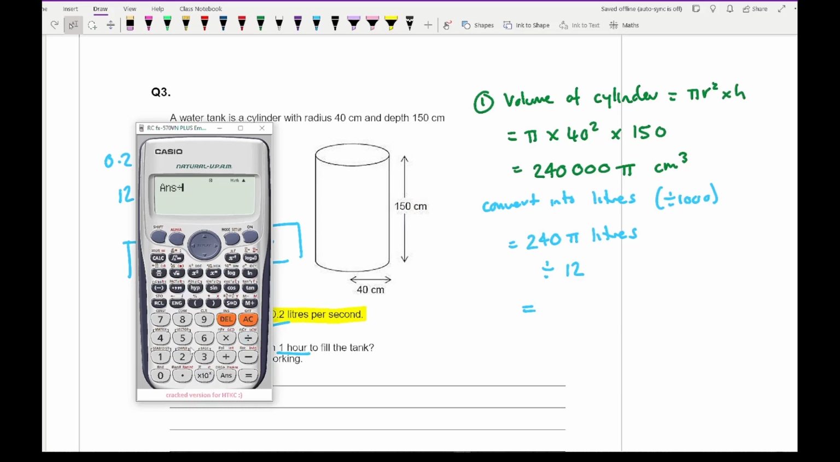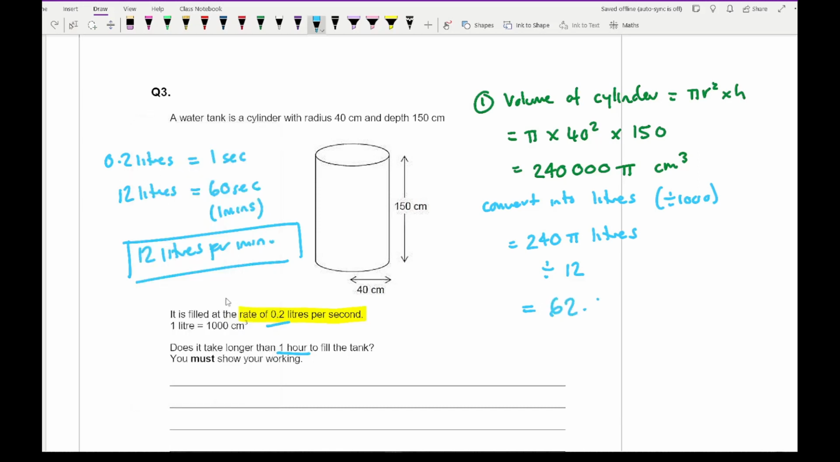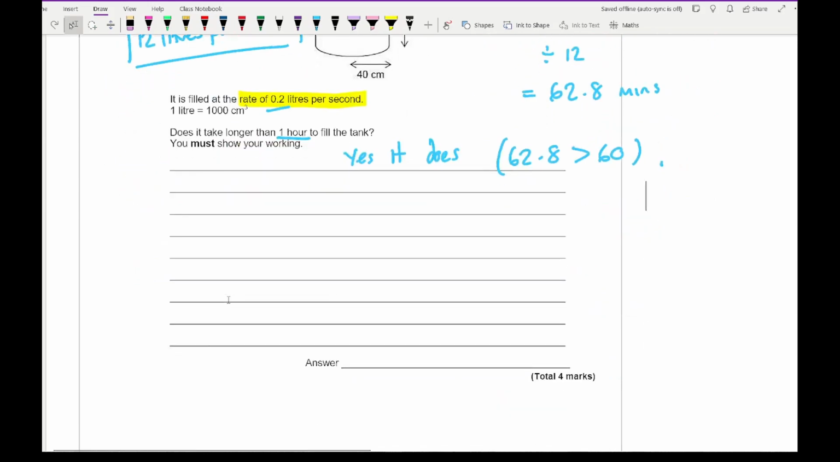But if I divide that by 12, it gives me an answer of 20 pi, which is 62.8. And let me just write that down. So 62.8 minutes. So is that longer than 60 minutes? Yes. So does it take longer than 1 hour to fill? Yes, it does. And the reason for that is because 62.8 is greater than 60. And that would be enough to get you the full marks, which is 4.